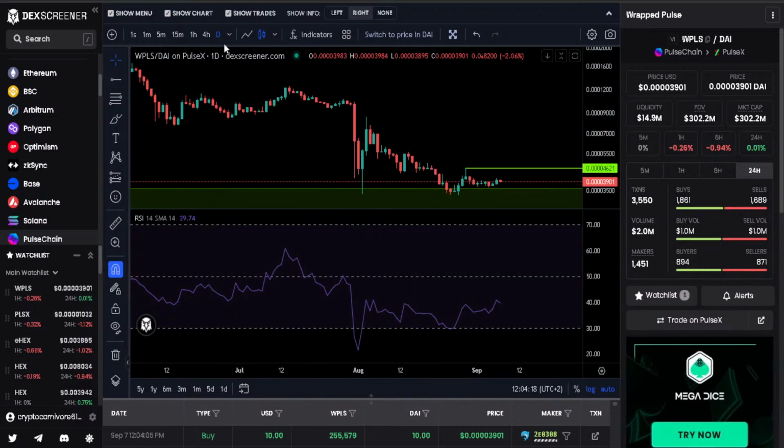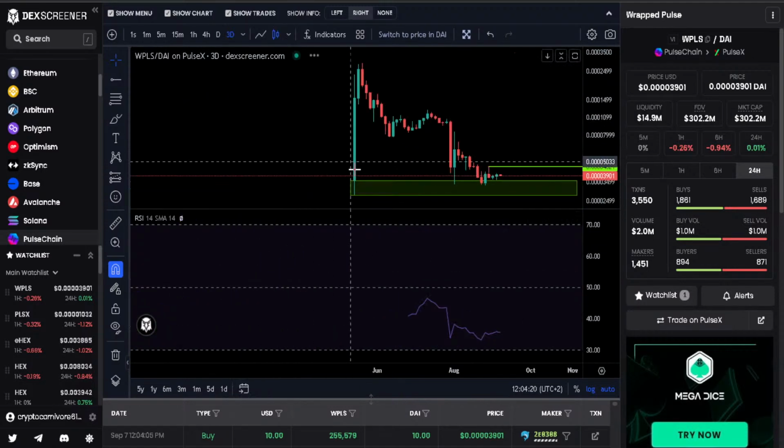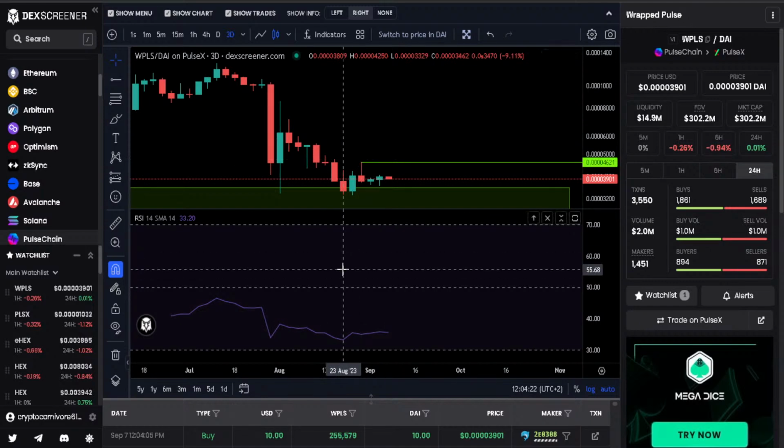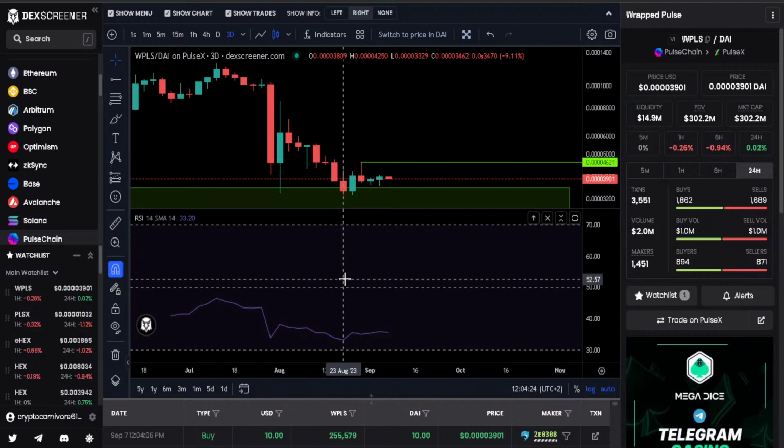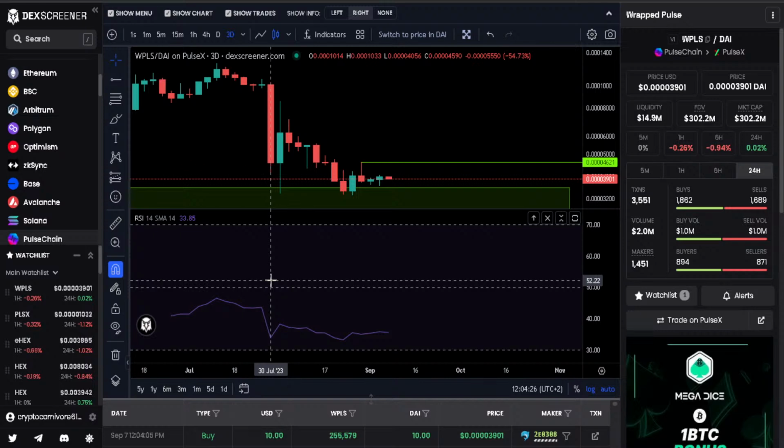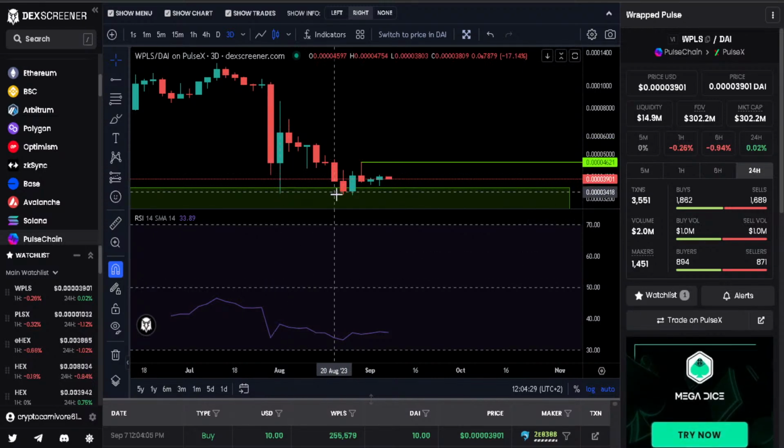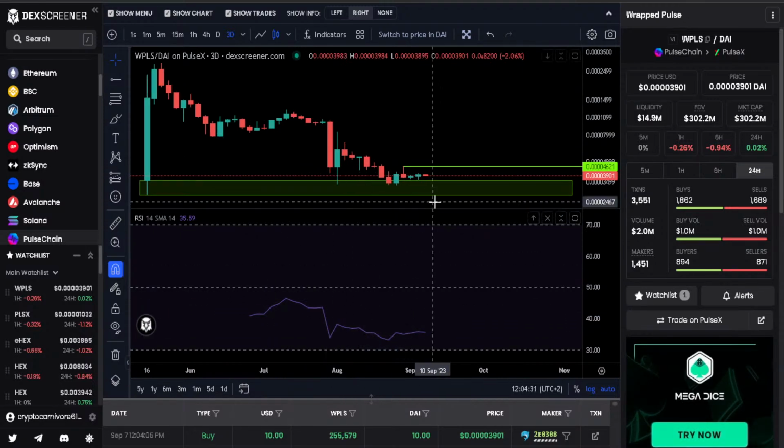This is the daily chart. Let's quickly start on the larger time frames. Let's see if we had bullish divergence. That was 33, so this was a little bit higher. There's no bullish divergences here on the 3-day chart, but this is.